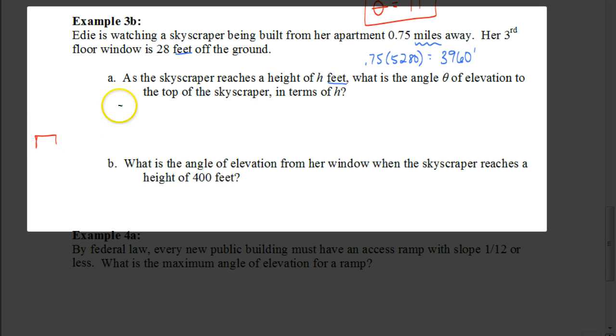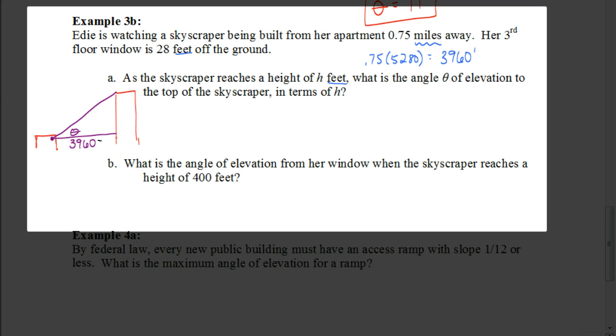Okay, so let's draw our diagram. So let's say this is her apartment, and this is her skyscraper. So let's say she is at the top of that apartment building, which is a 3rd story. And if she were to look straight across at that building and then up at the top of the building, that is the angle of elevation. That is what we're going to be looking to find. And the distance between her and that skyscraper is 3,960 feet.